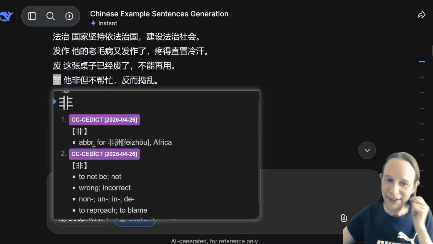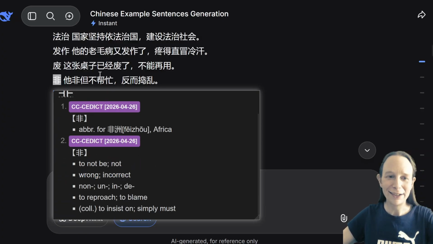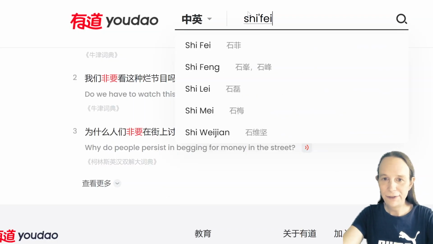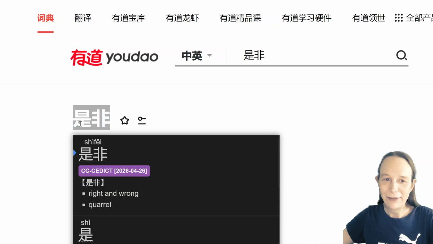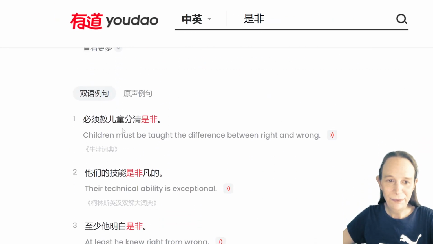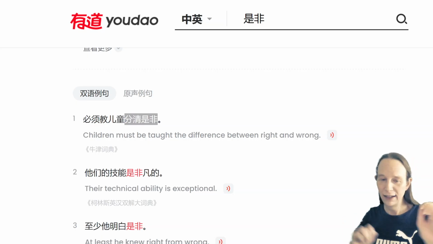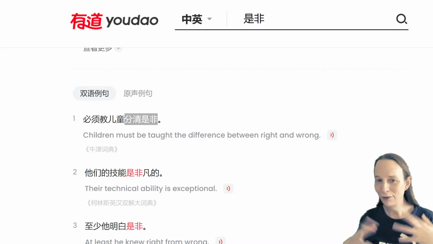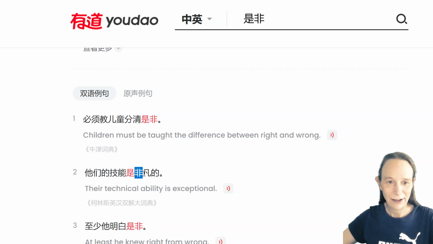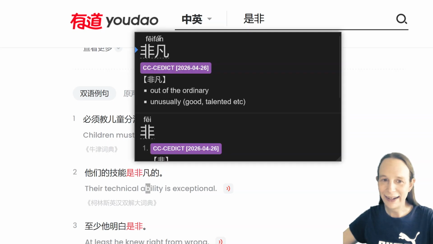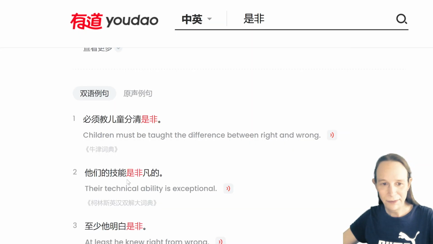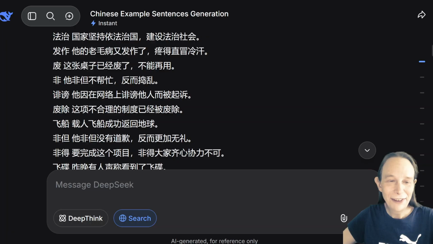Fei, is there anything else we need to know? Oh yeah, 是非的非. 是非, right and wrong, 是非. 必须叫儿童分清是非. So tell right and wrong. 非凡 is a word, out of the ordinary. Fan is ordinary, so 非凡, out of the ordinary, used as an adjective. 他们的技能是非凡的. All right. I don't think there's anything else we need to know.